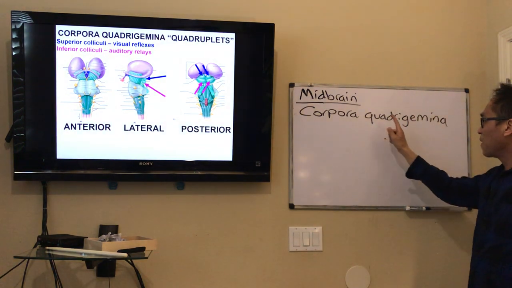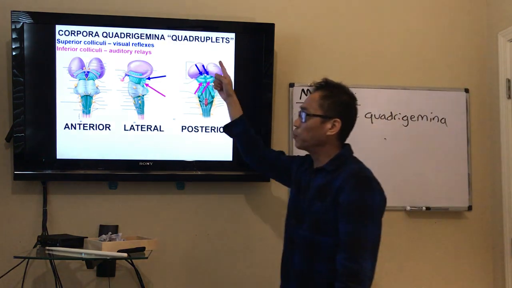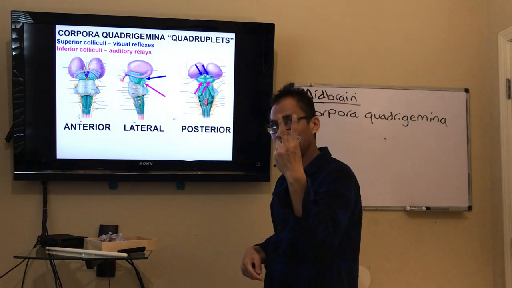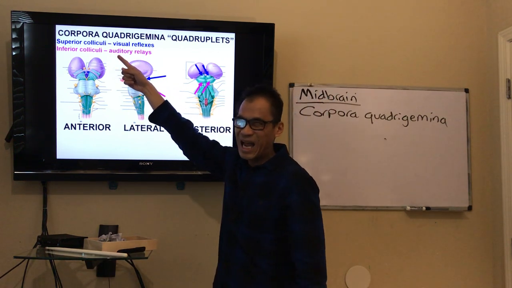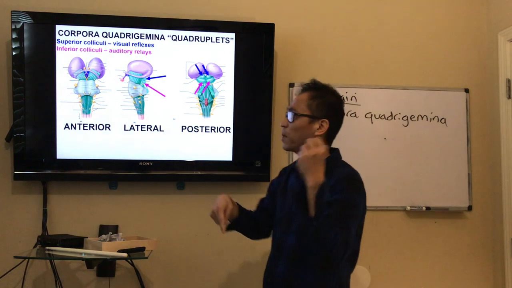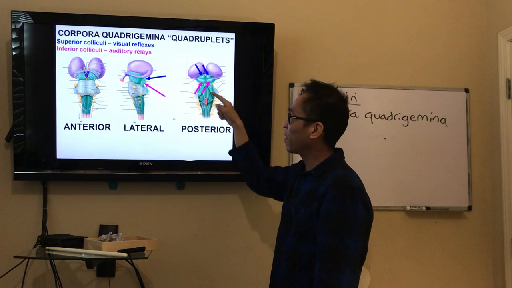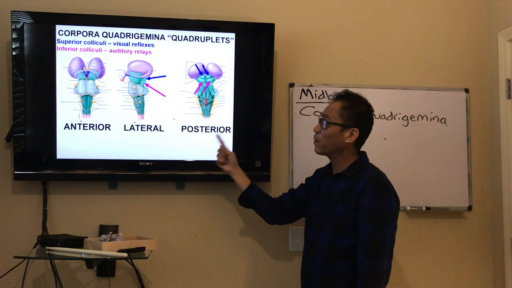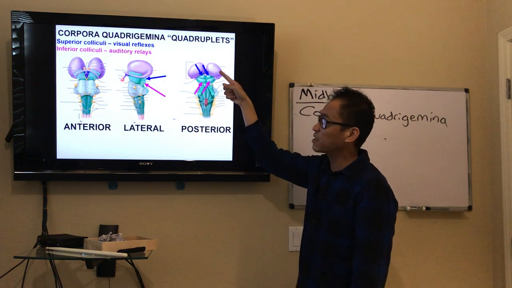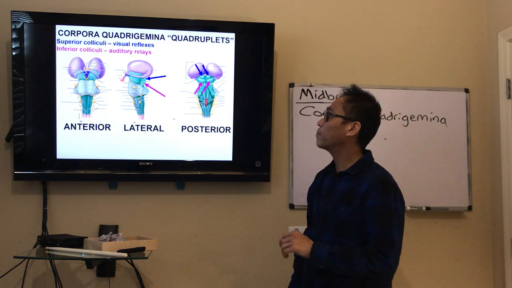That means body, that means four. So basically it means four bodies or quadruplets. So you got four: two superior, two inferior colliculi, or colliculus singular, but you got two superior. That's colliculi. You have two inferior. So you can see them on the posterior view of the brain stem right here. That's the diencephalon. But then below that in green, brain stem.